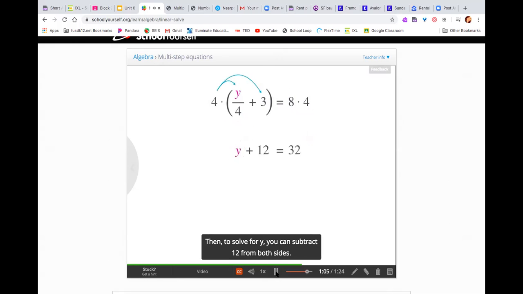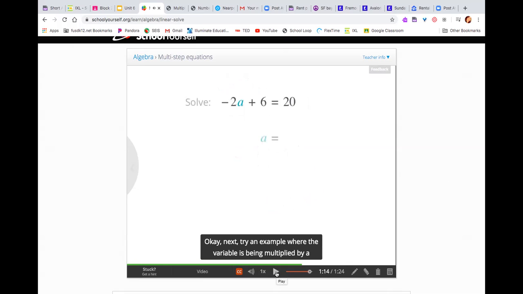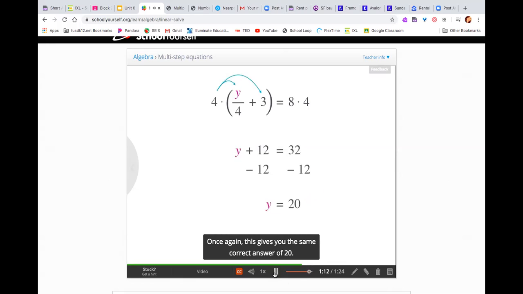Then, to solve for y, you can subtract 12 from both sides. Once again, this gives you the same correct answer of 20. Okay, next. So the way he just said, did that look like it was more steps? Yes. So that's why I don't do it that way, because then you have to distribute, you have to remember to times each item. So that's why I'm teaching you the other way.